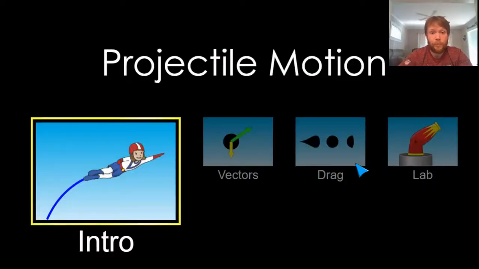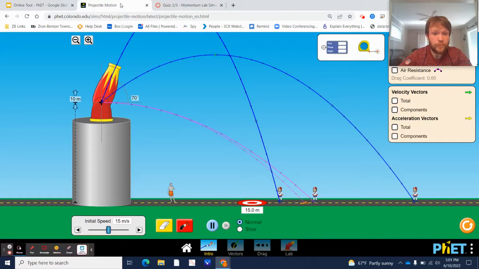For example, the projectile motion even has 4 different parts to it if you just want to do a general intro, vectors, drag, or the lab. In the projectile motion, I was already playing with it.